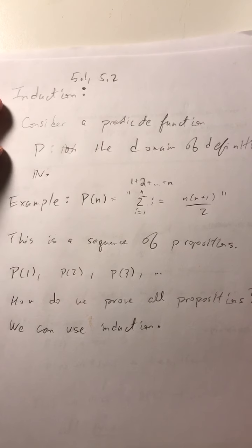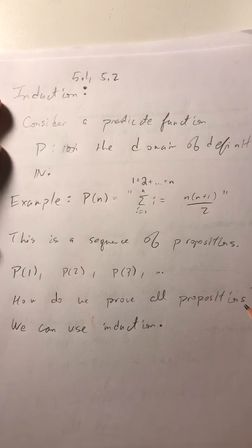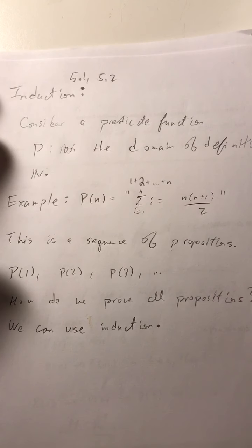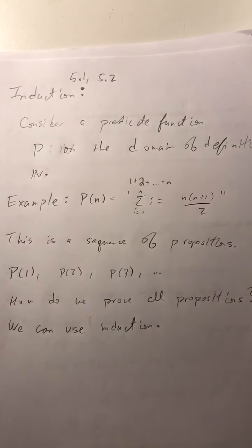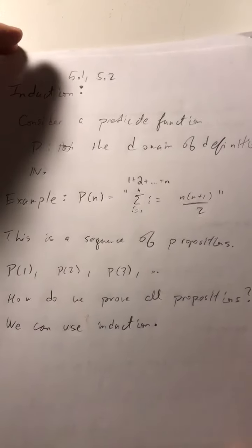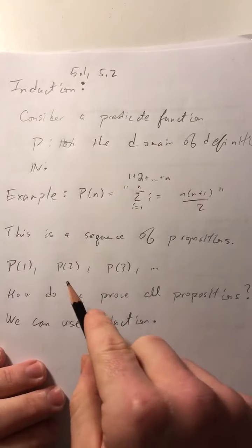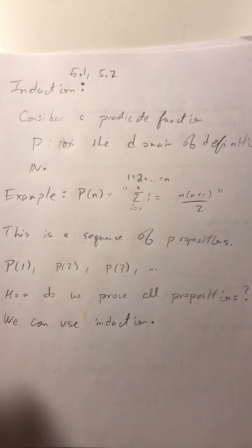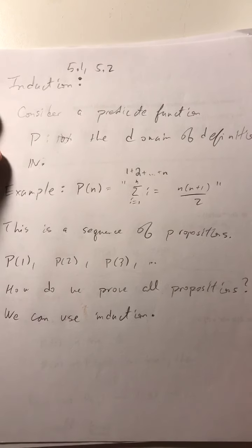So in situations like this, where the different propositions are related to each other, sometimes we can use the information that we know. For example, if I already know P of 2 is true, then I can use that in proving that P of 3 is true. And so when there's a similar structure between the propositions that we get here, induction might be a useful tool.